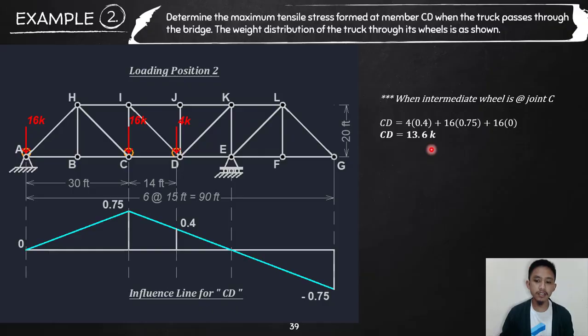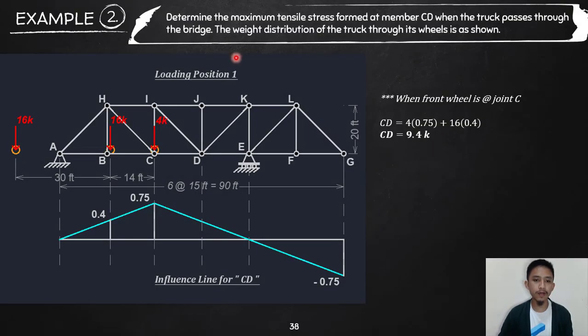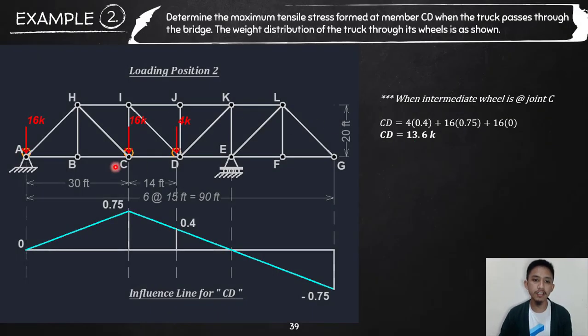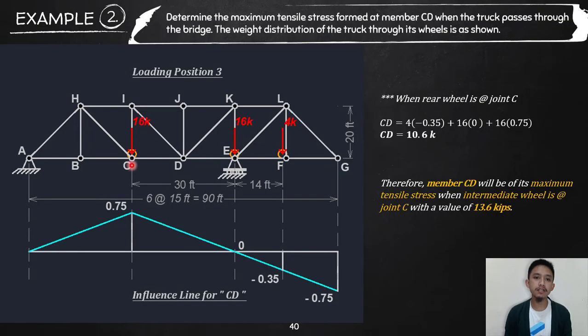As you can see, in position 1, when the front wheel is exactly on top of the maximum, that will just be 9.4. But this time, if your intermediate wheel is directly on top of the maximum, that will give us a little bit higher value, which is 13.6. Then we have one more possibility, wherein your rear wheel will be on top of C. That will be our third loading position, number 3.